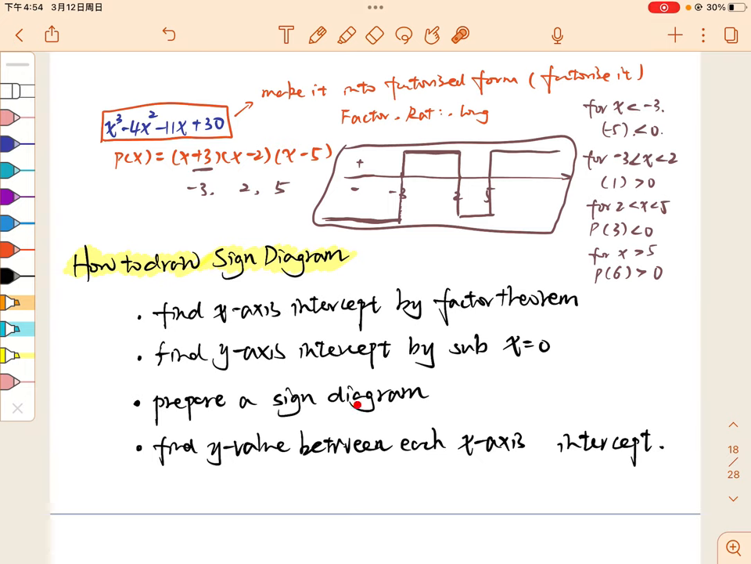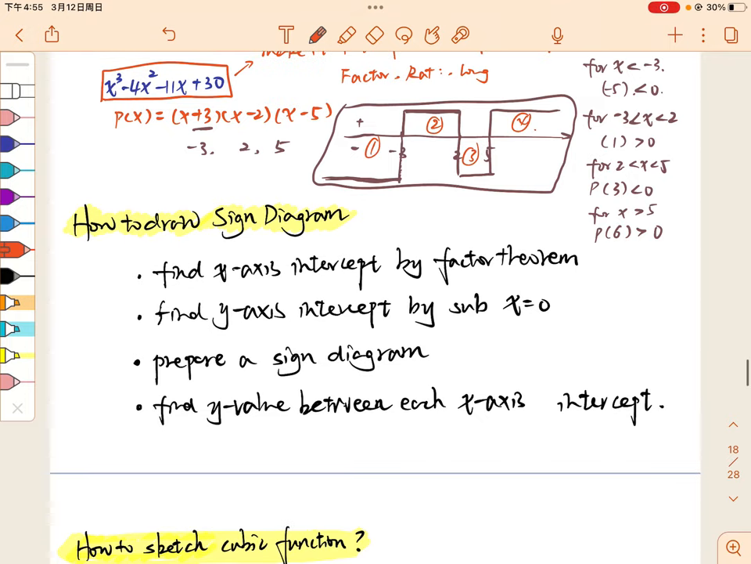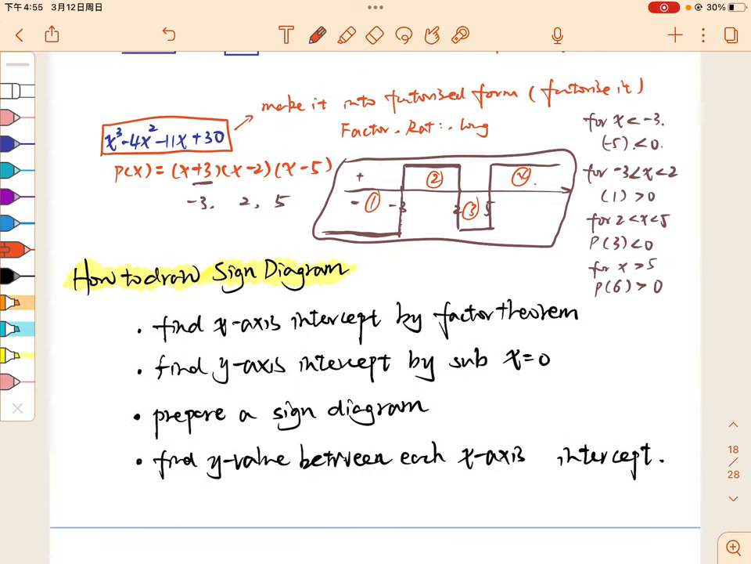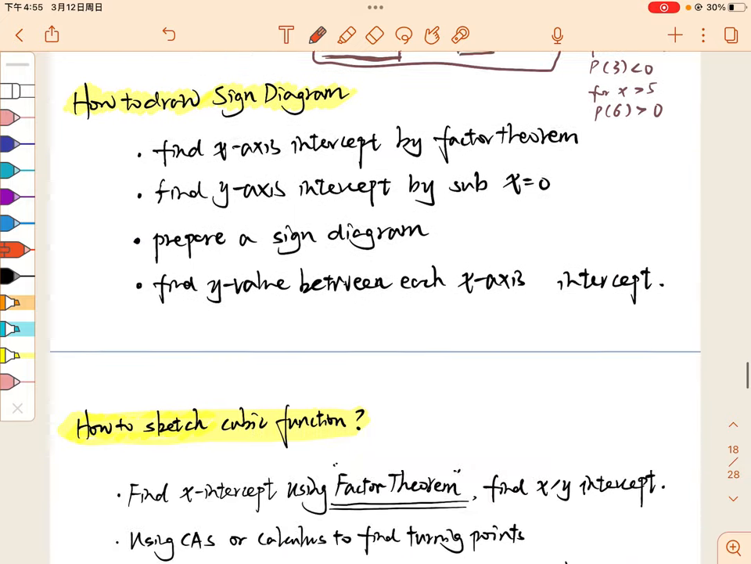Okay, and then you prepare the sign diagram. That is something like this. You have your intercepts prepared, and then you sub some values to find the y value between these intervals. So remember, if you have 3 points, there will be 4 intervals for you to draw out. So 1, 2, 3, 4. If you have 3 points, 4 intervals. If you have 4 points, 5 intervals. And then you're just using the plus or minus to determine the y values between these intervals. All right, so that's for a cubic sign diagram.